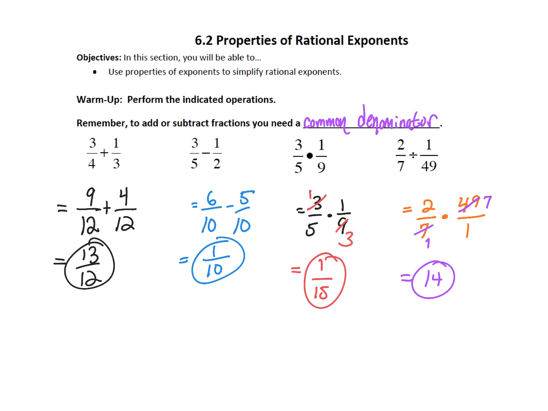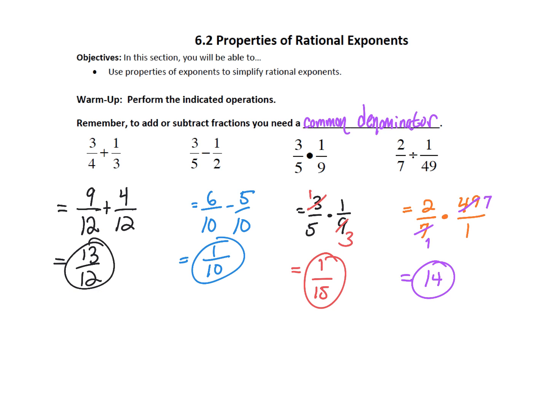Alrighty, so just talking through the answers to your warm-up. Remember, when you add or subtract fractions, you always have to have a common denominator. I saw some of you fill in that blank without me even filling it in. Nice job. Multiplication and division, no common denominator needed.